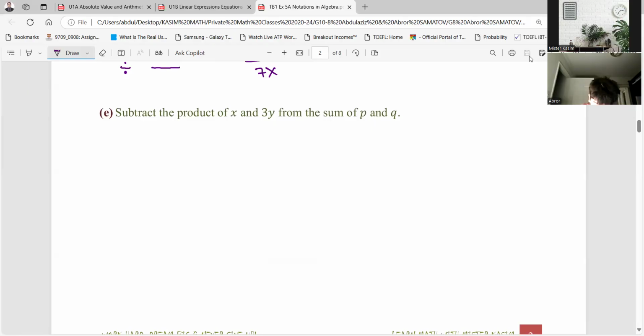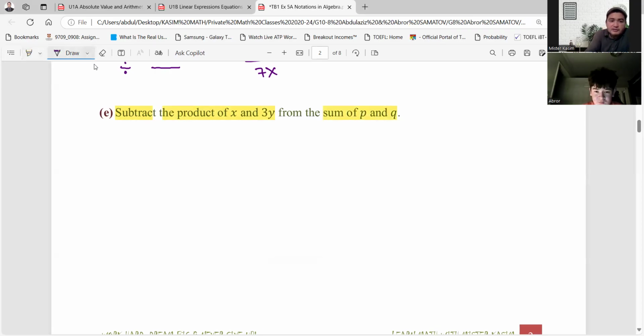Okay, Abror. What is that? 3y minus x plus q plus q. No. Look, Abror, I should split this into three parts. The first part is saying subtract. I subtract what? The product of x and 3y. From what? From the sum of P and Q.